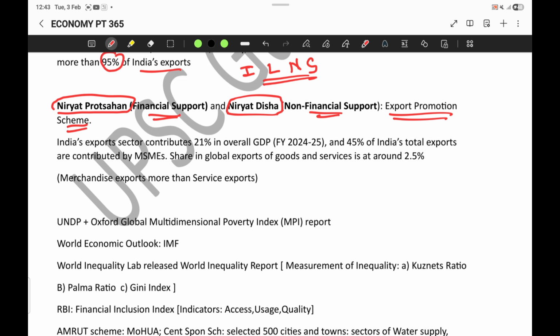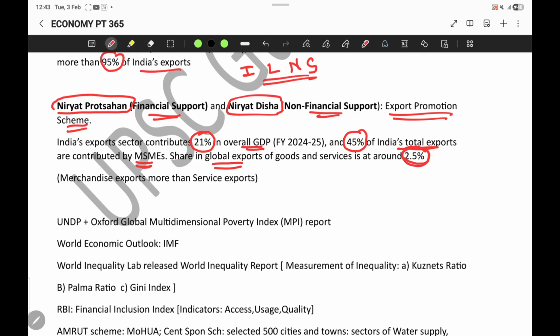So what is the export contribution of India in the global market? If you see, 45% of India's total exports are contributed by MSMEs, and exports are 21% of overall GDP. Share in global exports is around 2.5%. See, rough data is very important because UPSC will ask around 3% of this, around 5% of this. If you know this data, and a statement is wrong, then the whole statement can be eliminated very easily.